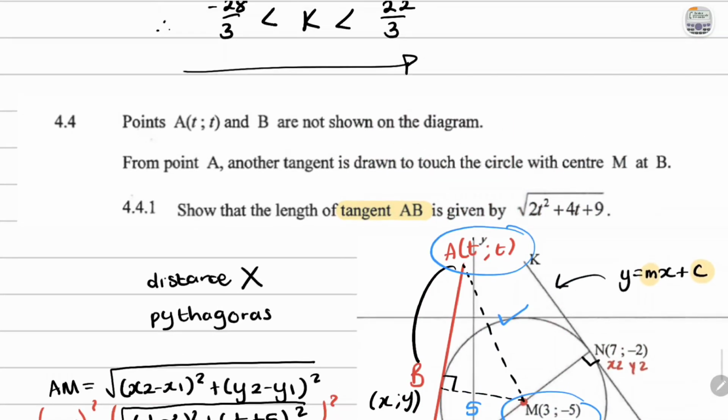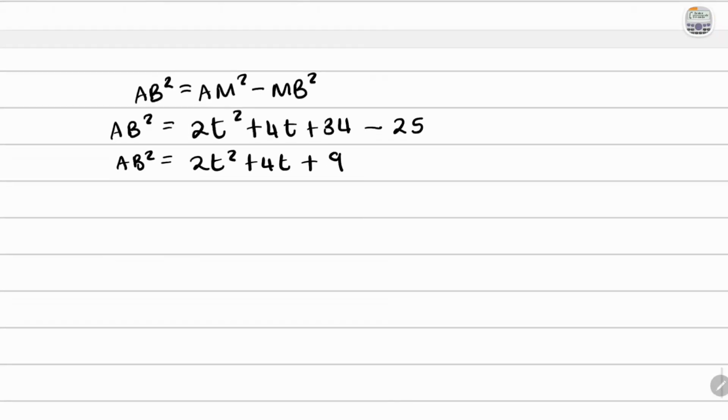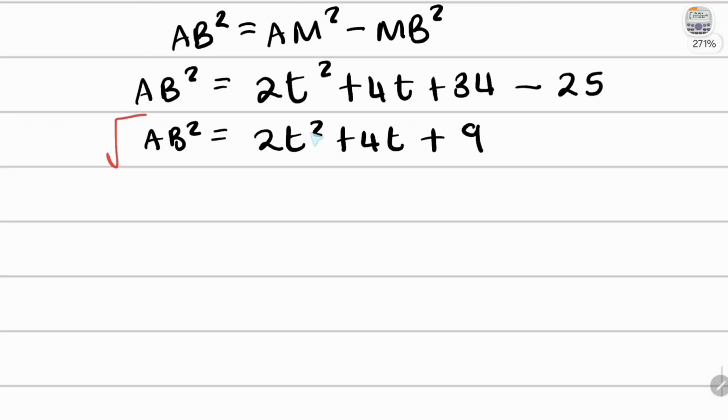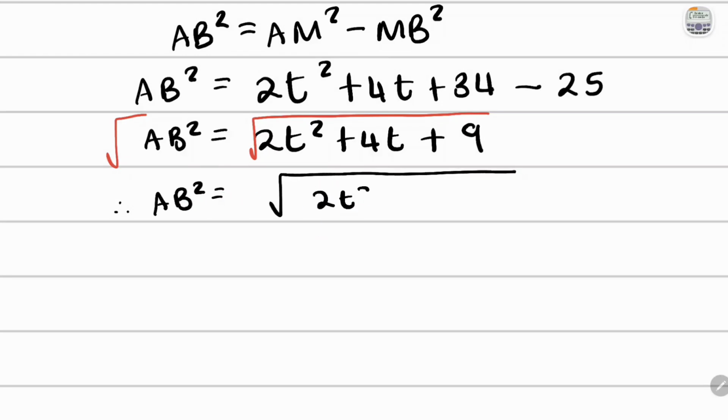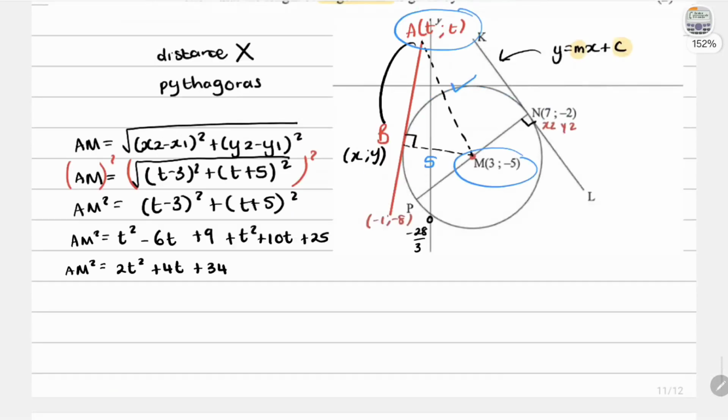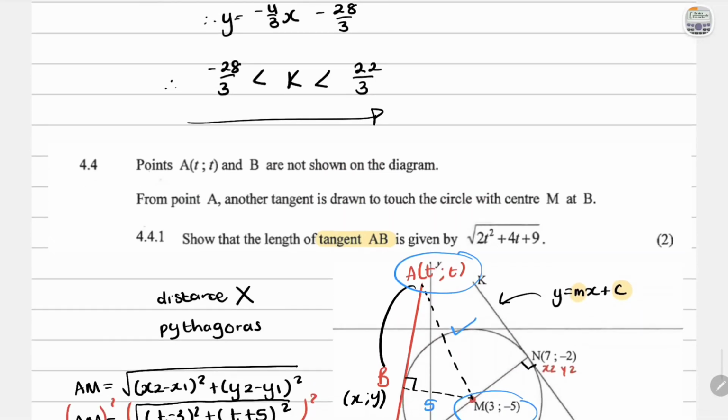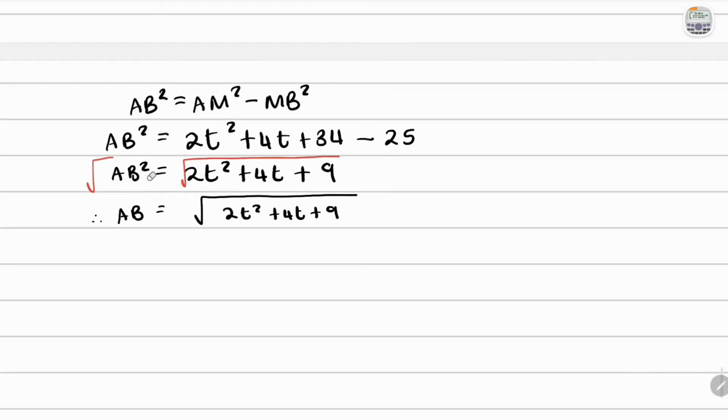And you see the final answer is to find the length of AB, not just AB squared. So to find the length, we're going to square root both sides. You don't have to include plus or minus because these are lengths. They cannot be negative. So it's equal to the square root of 2t squared plus 4t plus 9, just as they said it would be equal to. Okay, and I just noticed when you square root, sorry, that's going to give you AB. So that is the final answer. Okay, so that is it for that question.